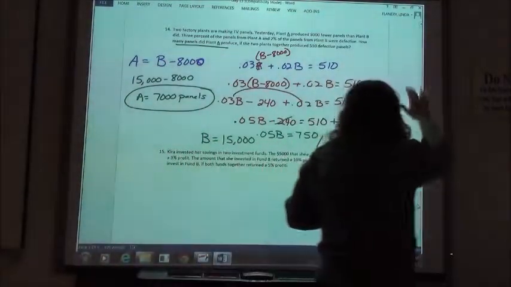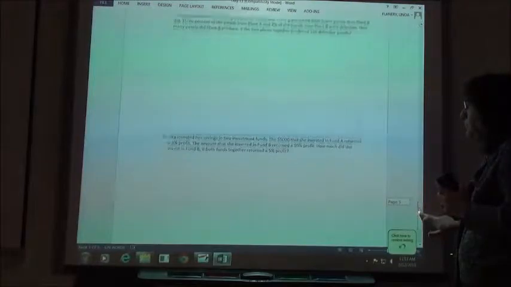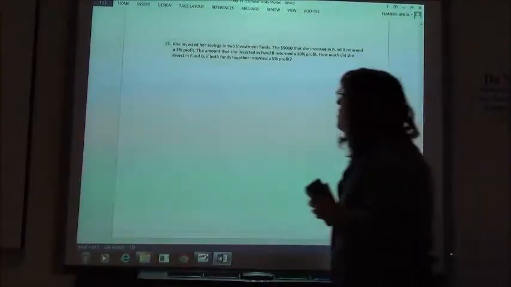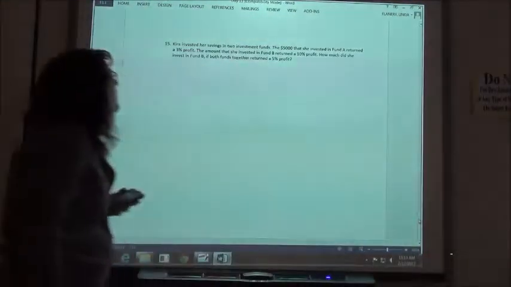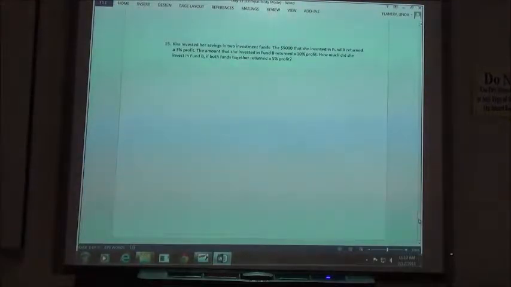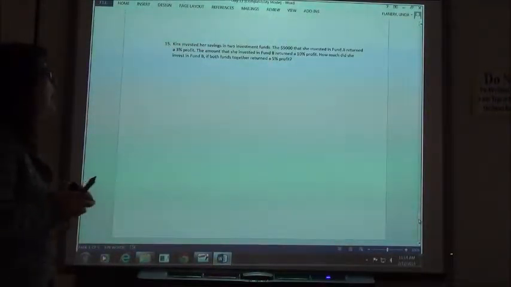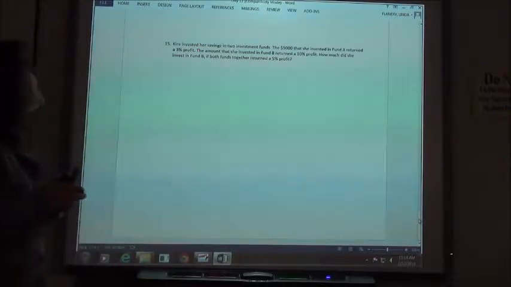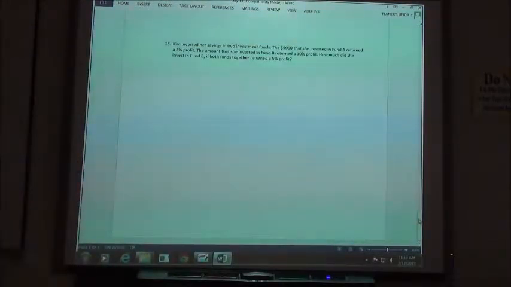One last one on this page. Kira invested her savings in 2 investment funds. The $5,000 she invested in Fund A returned a 3% profit. The amount that she invested in Fund B returned a 10% profit. How much did she invest in B if both funds together returned a 5% profit?